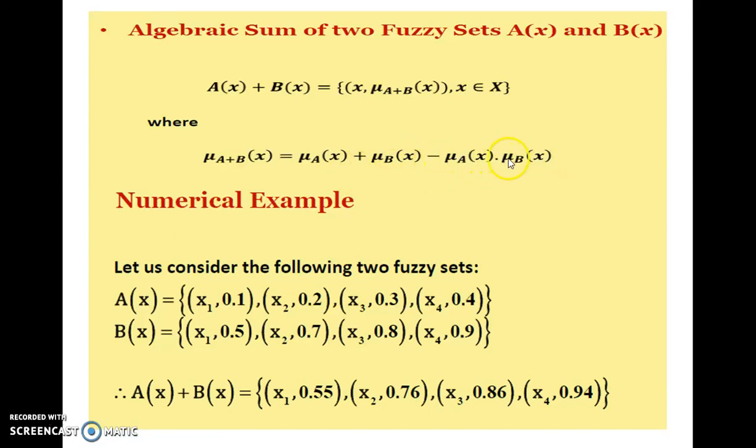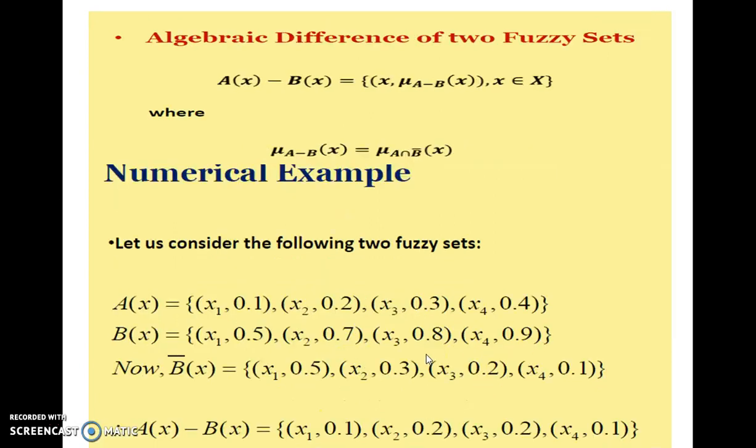First we have to take the product of these two membership functions and subtract it from the addition of these two membership functions. So here, first 0.1 multiplied by 0.5 is 0.05, and then subtract it from the addition 0.6, that means 0.6 minus 0.05, so that will be 0.55. Likewise, all the values are calculated.